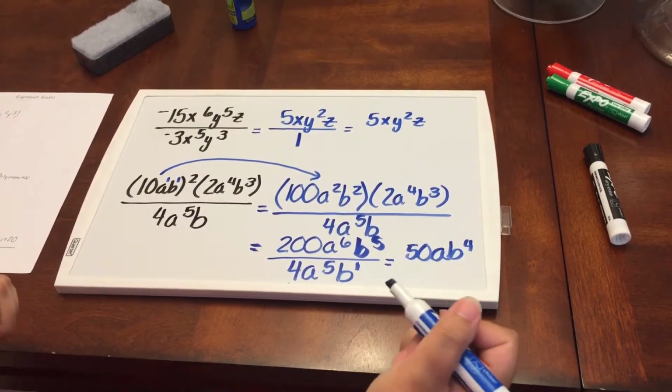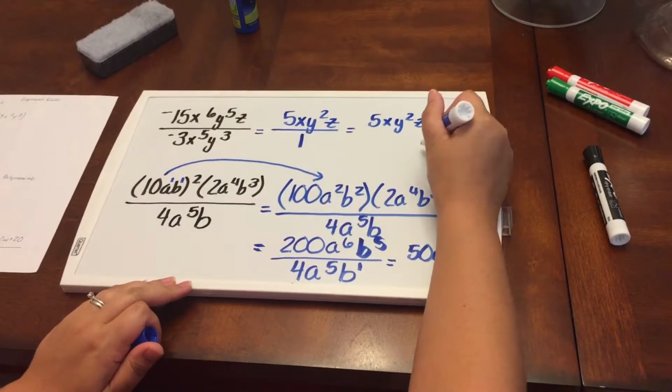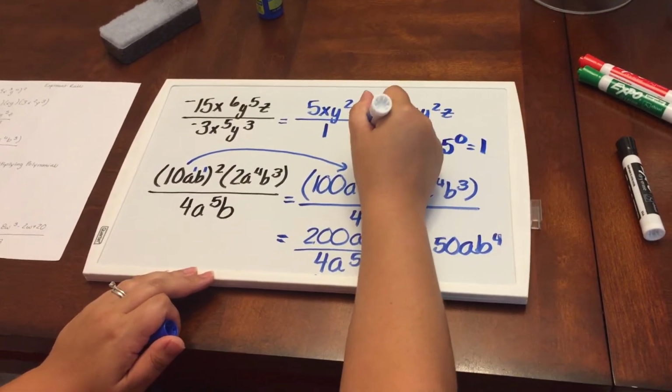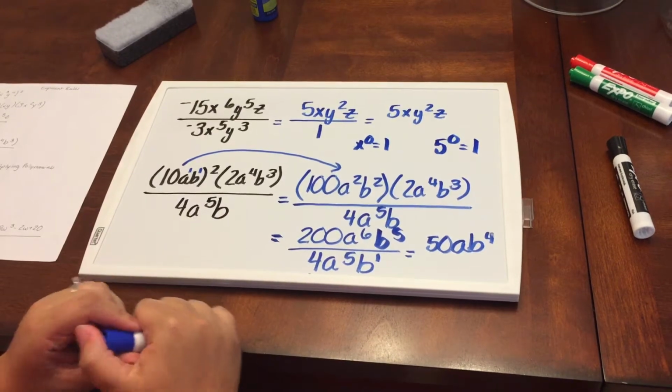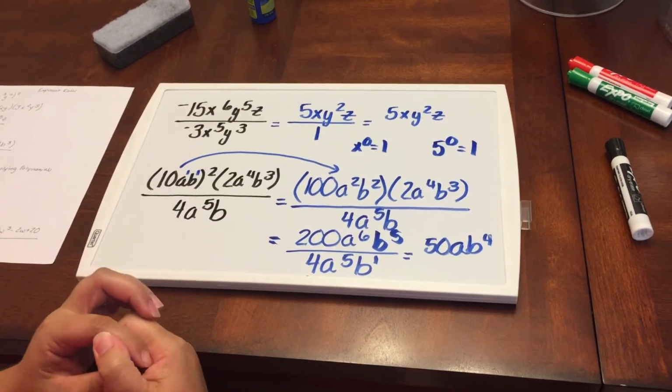Remember, anything raised to the 0 power is 1. That is one rule that I have not gone over. Like 5 to the 0 power is 1. X to the 0 power is 1. Basically, anything raised to the 0 power is 1. So make sure you keep that in mind when you're doing your assignments.